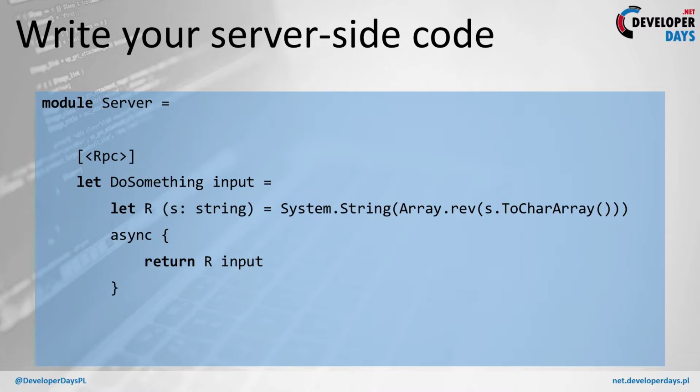Here is the function that is being called in that example. We just defined a server module, and I can even put this into the same file. All I had to do is put the RPC attribute on that function. It receives an input and defines an inner function called R, which takes a string and reverses it, in some funky manner, and then asynchronously returns the input piped into that function R. In other words, we get a string, reverse it, and return it asynchronously. All right?